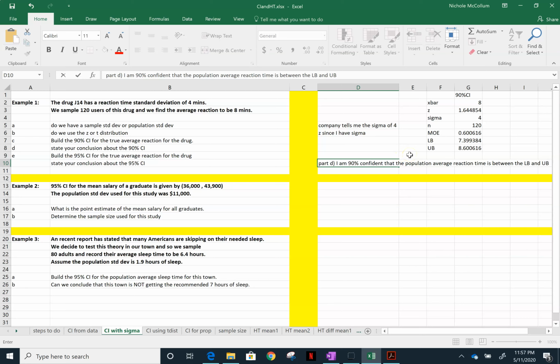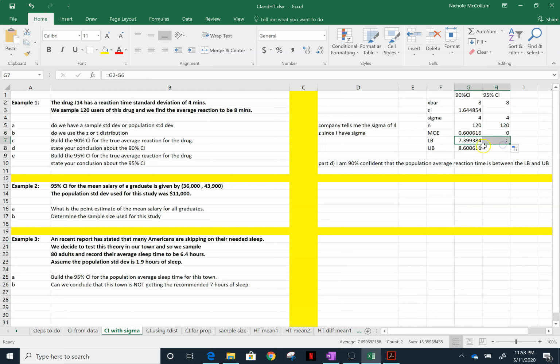Now, what happens if we build the 95% confidence interval? Well, let's build it and see what happens. 95% CI. When I first build confidence intervals, I like to look at the differences between a 90% and a 95%. Well, the average is still the same. The sigma is still the same. And the n is still the same. The margin of error formula doesn't change, so I can copy that over. The lower bound and upper bound formulas wouldn't change because they're just formulas.